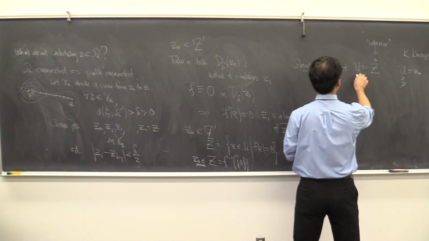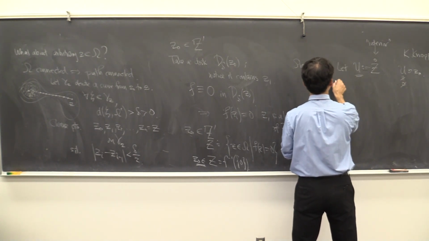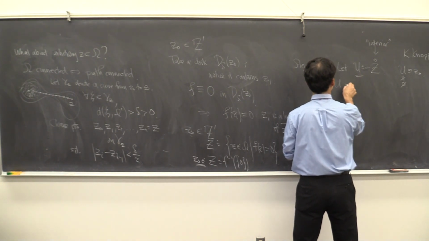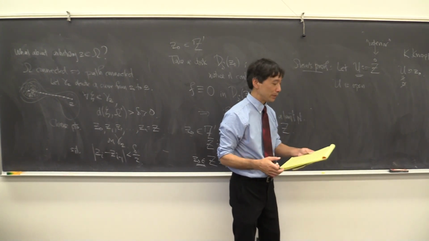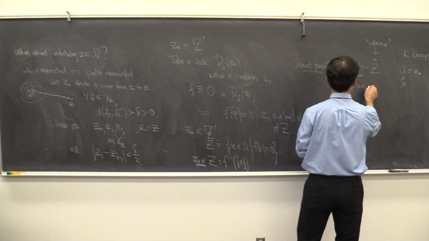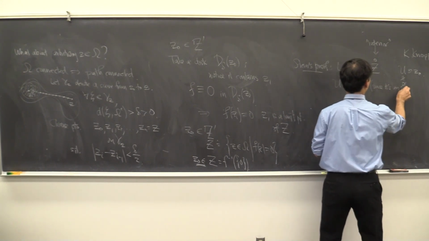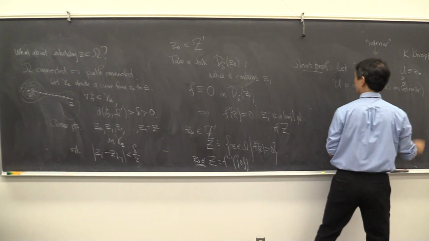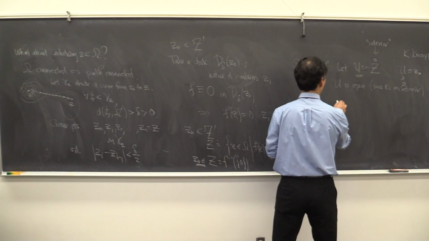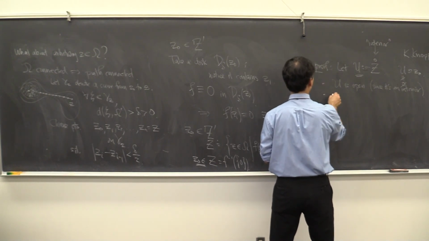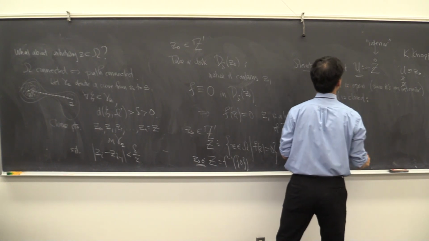So we have U as the interior, right? U is open because any interior of a set is open. Okay, and now we'll show that U is closed.